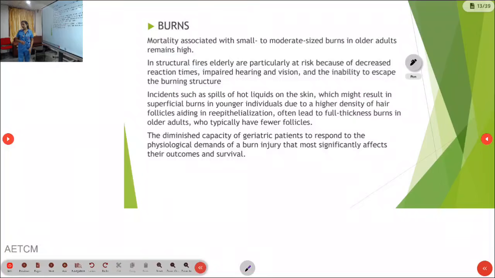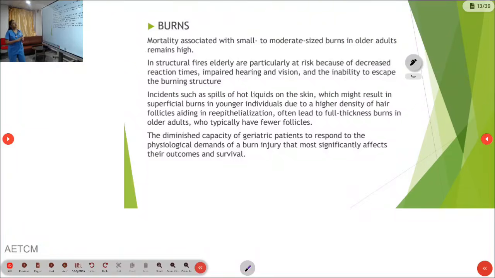So next is burns. Burn mortality associated with small to moderate size burns in the elderly is high. In a structural burn, in case of a building catching fire, due to slow reaction time and impaired hearing or vision, and inability to escape, they have more risk. It's a high-risk population.